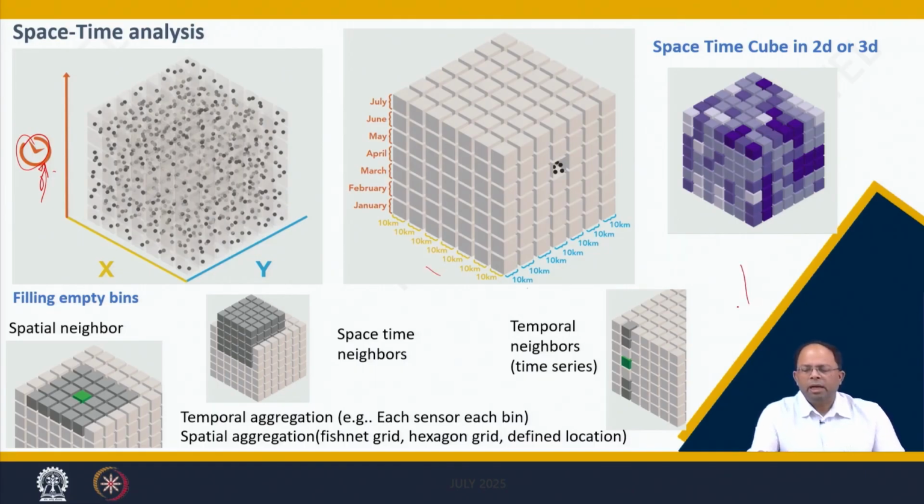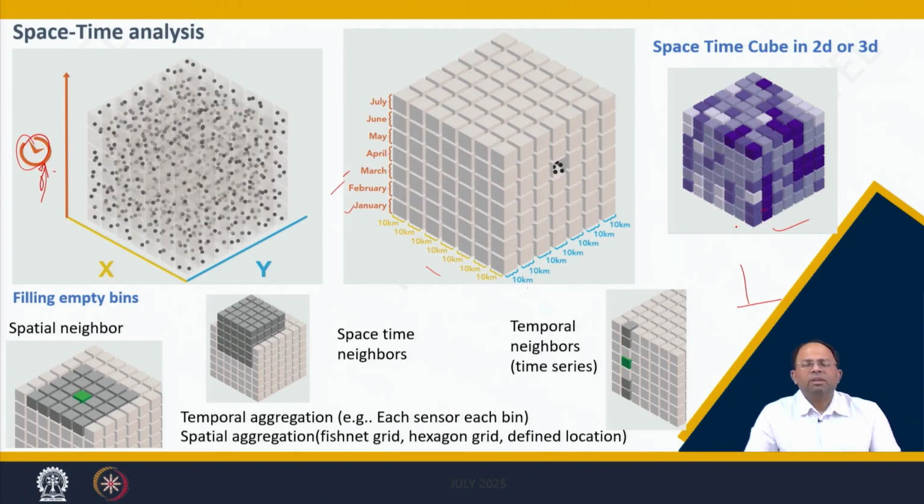That's the XY grid, and then this could be the monthly data. Whatever sensors are within this particular grid, I can take the average values of that and store the data. Eventually we will get a space-time cube which looks like this, and the colors tell us that it is higher than the others, that value is a hot spot or a cold spot, and so on.